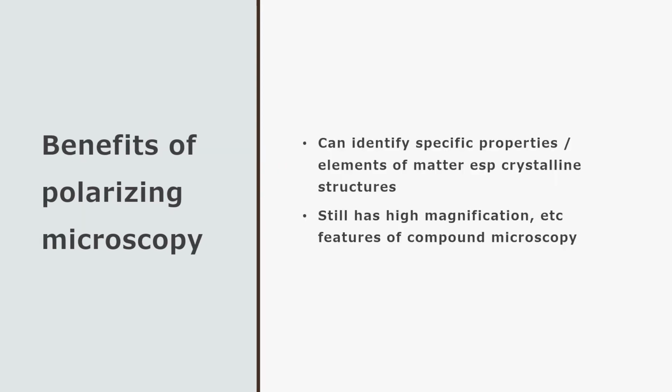Benefits of polarizing microscopy. You can identify specific properties or elements of matter, especially those of crystalline structures, like we just talked about. Things like metals will orient themselves naturally into crystalline structures, into these regular repeating molecular structures over and over. They'll reflect light in a very specific, characterizable way. You can orient your polarizer and analyzer to let those wavelengths through. If you think something is iron, you can orient your stuff to reflect the wavelengths for iron. If it passes through, then it's probably iron, and if it doesn't, it's probably not.